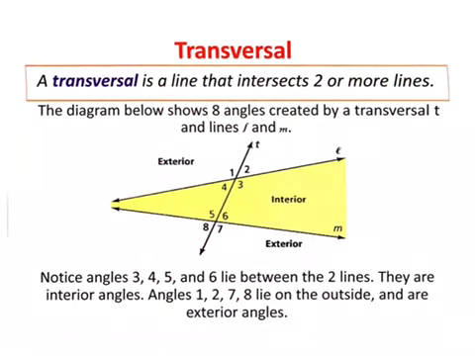A transversal is a line that intersects two or more lines. The diagram below shows 8 angles created by transversal T and lines L and M. When talking about a transversal, so transversal T, it cuts through two lines L and M. Any angles created between the two lines are considered to be in the interior. The angles outside of one of the lines, so in this case angles 1 and 2, or 8 and 7, are called the exterior angles.